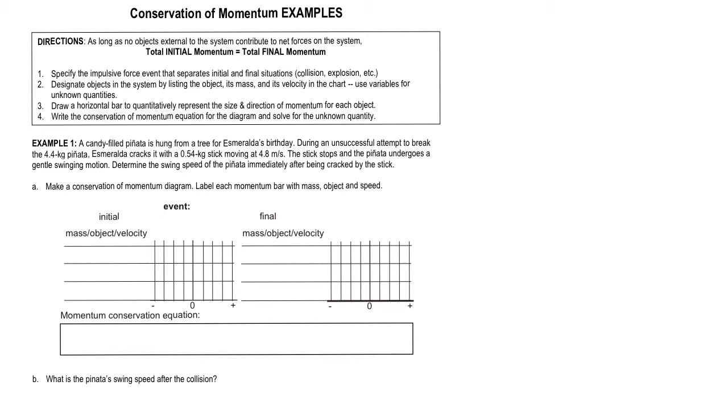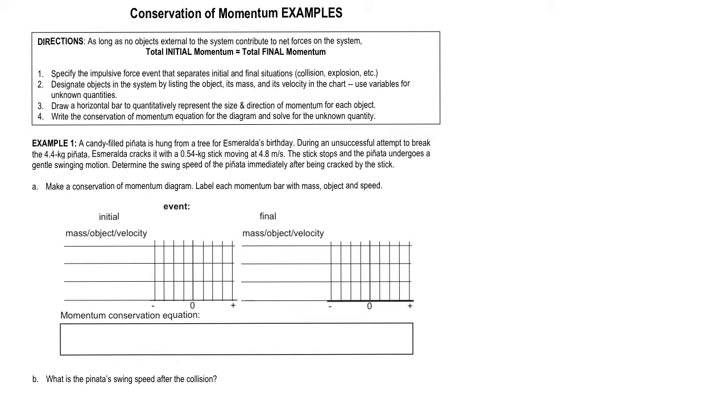We're going to take a look at a conservation of momentum problem that involves a collision. And this collision will be an elastic collision where two objects come together and hit, and then they move apart again. Now, what we're going to do is create a conservation of momentum bar graph diagram. That's going to help us organize our information.